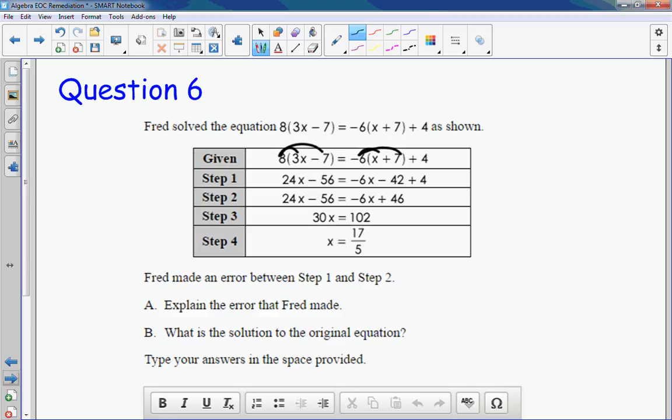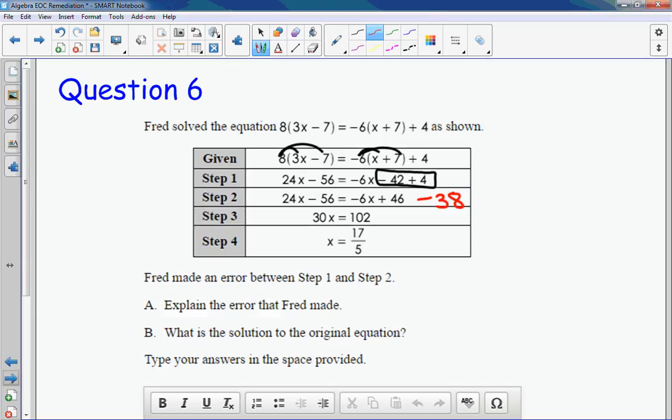Then here's where Fred made a mistake. He took 24x minus 56. He still has that, but he has equals 6x plus 46. What did Fred do wrong? Fred took negative 42 plus 4 and added them incorrectly. What is negative 42 plus 4? Negative 38.